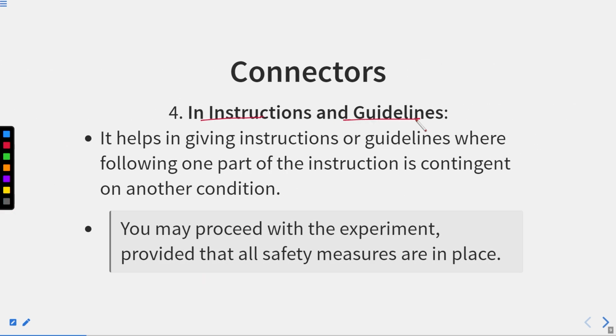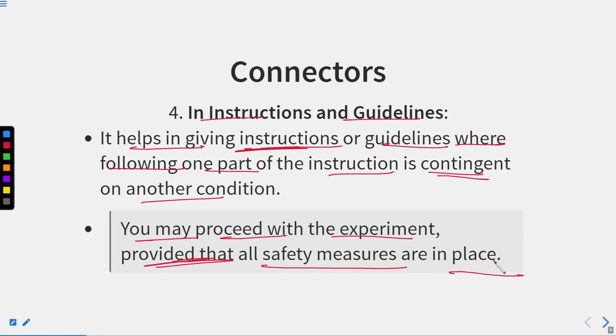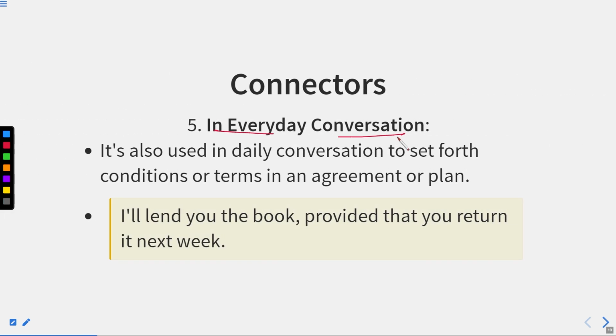Now, in instructions and guidelines, it helps in giving instructions or guidelines where following one part of the instruction is contingent on another condition. You may proceed with the experiment provided that all safety measures are in place. Now, in everyday conversation, it is also used to set conditions on terms in an agreement or plan. I'll lend you the book, provided that you return it next week. It means my lending you the book is only dependent on one condition, that you will return it before time.